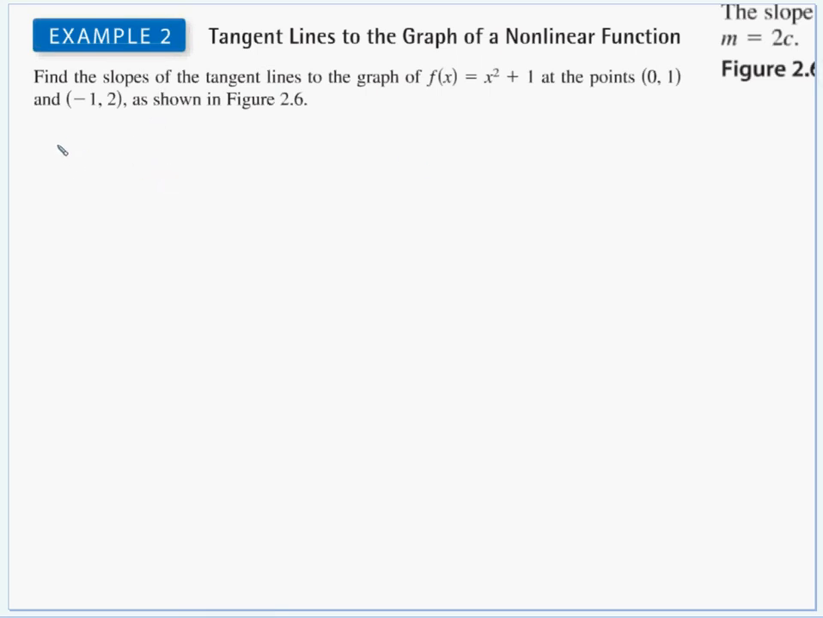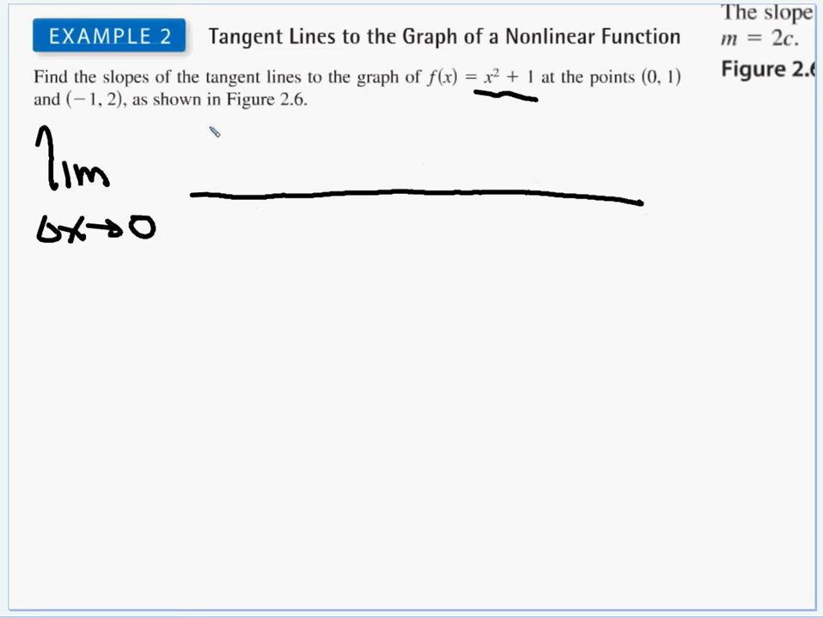So here, we want the limit as delta x is going to head close to 0. And our function is x squared plus 1. So I'm going to do the old empty parentheses. Here is something squared plus 1 minus grouping symbol, another something squared plus 1.